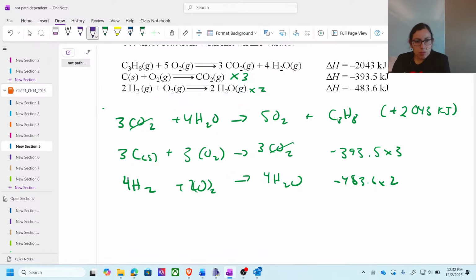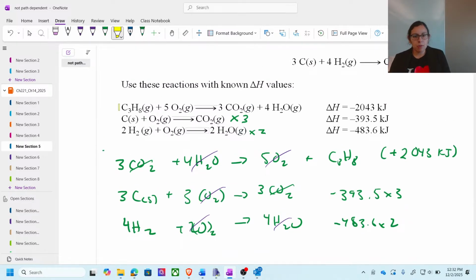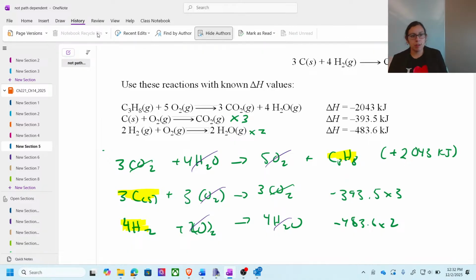All right, so now just double checking. The 4 waters cancel, that's a good sign. Then I have 3 plus 2, so 5 oxygen on the reactant side, and 5 on the products. Whatever's the same on the reactants and products, you can cancel out. And then it does indeed give us what we're looking for. Looking at what's remaining: 3 carbons plus 4 hydrogens gives us 1 equivalent of propane. And now we can add this up.